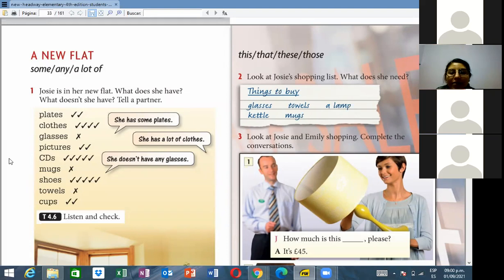And here we have another, a lot of. We use a lot of to describe things that are a lot, okay? Para lo que es mucho, ¿no? There are a lot of books. I don't know how many, but there are a lot, ¿no? Cuando haya mucho. No sabemos cuánto, ¿no? Pero es mucho.